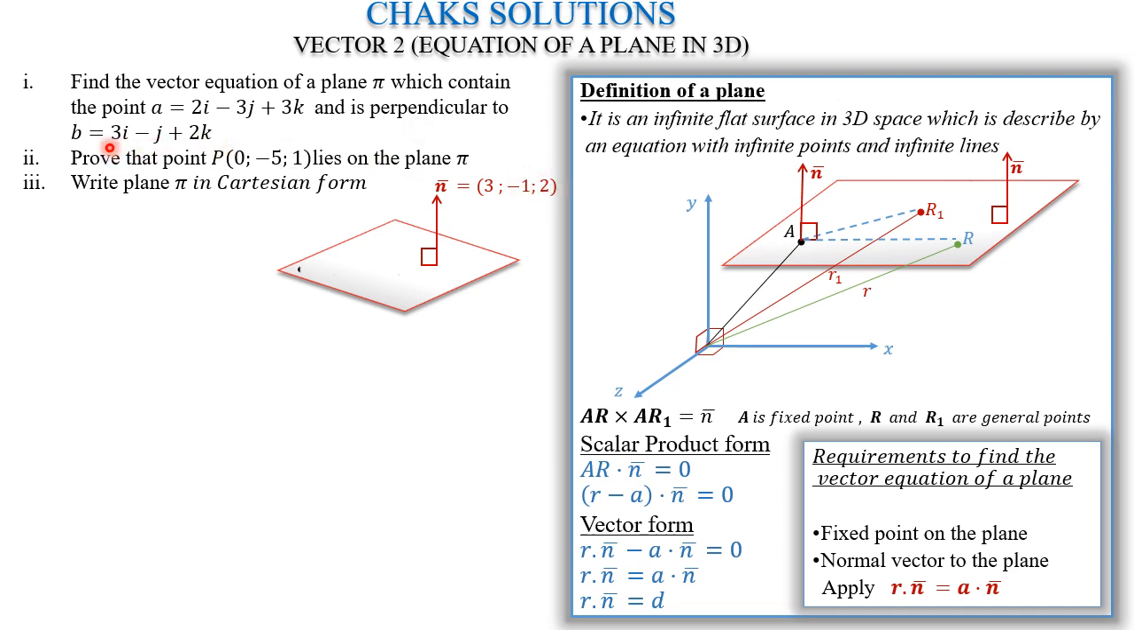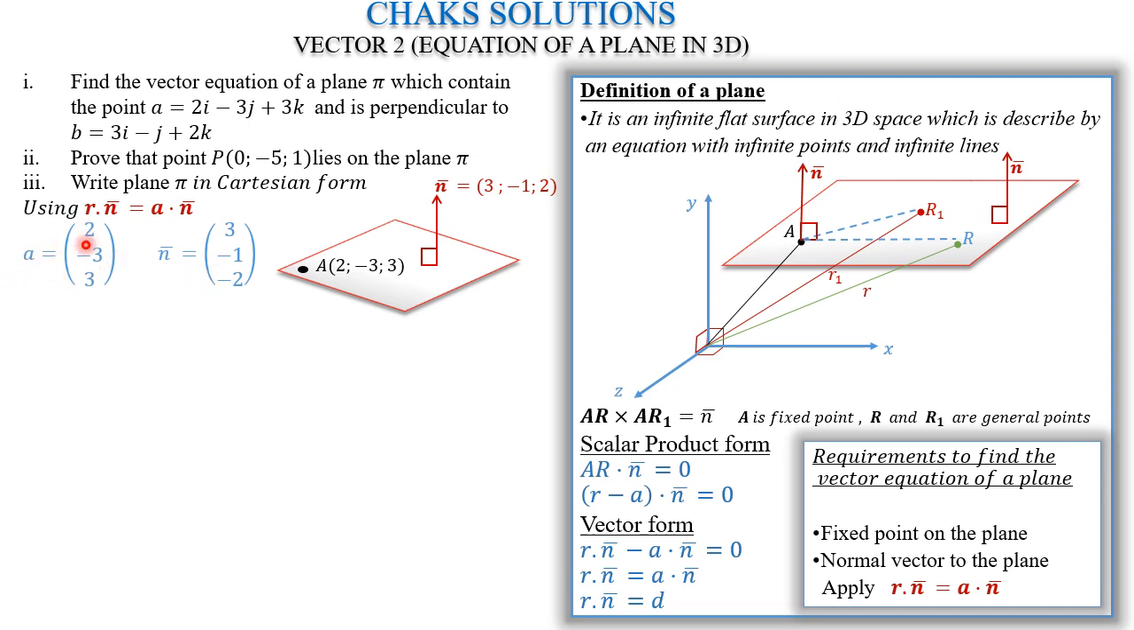So this is vector n perpendicular to the plane. And also we have a fixed point in the plane, which is (2, -3, 3). As long as we have the fixed point in the plane and the normal vector perpendicular to the plane, we can find the equation of the plane by applying r dot n equals a dot n, where a is the fixed point in the plane and n is the normal vector. So that's what we are going to use here.